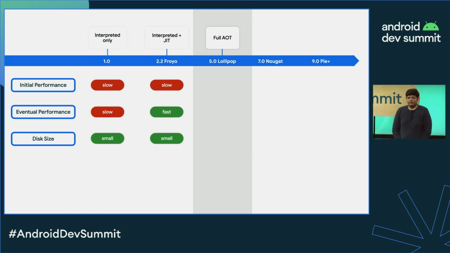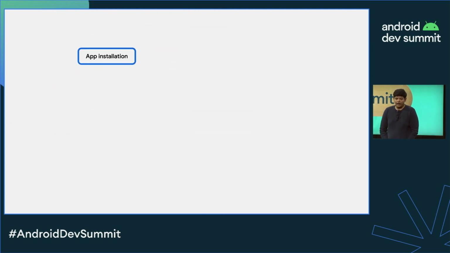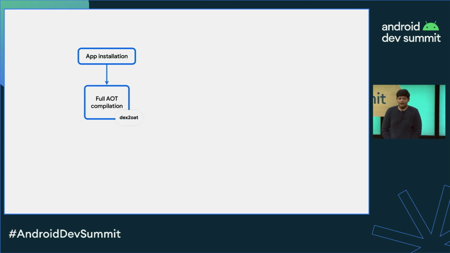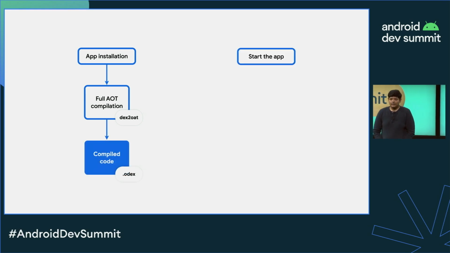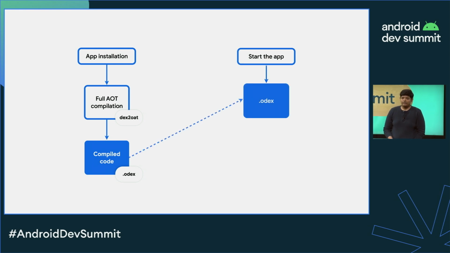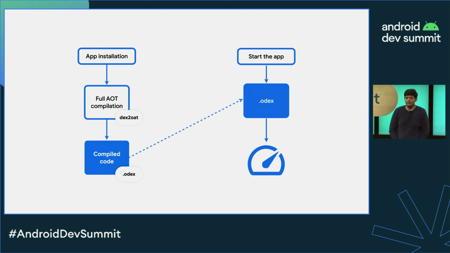In Android 5, we decided to do something slightly different. We introduced full AOT, or ahead-of-time compilation. The way this worked was, after app install, we ran a new compiler called dex to oat. And this converted your dex code to optimized dex file. So we compiled it at install time. And once the user interacted with the app, they only loaded the odex files, which is the compiled code. And as a result, the user saw the performance improvements.